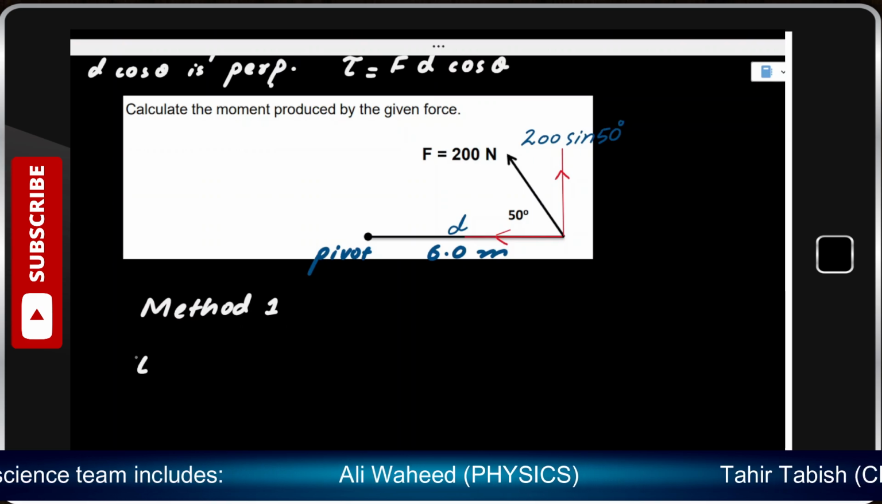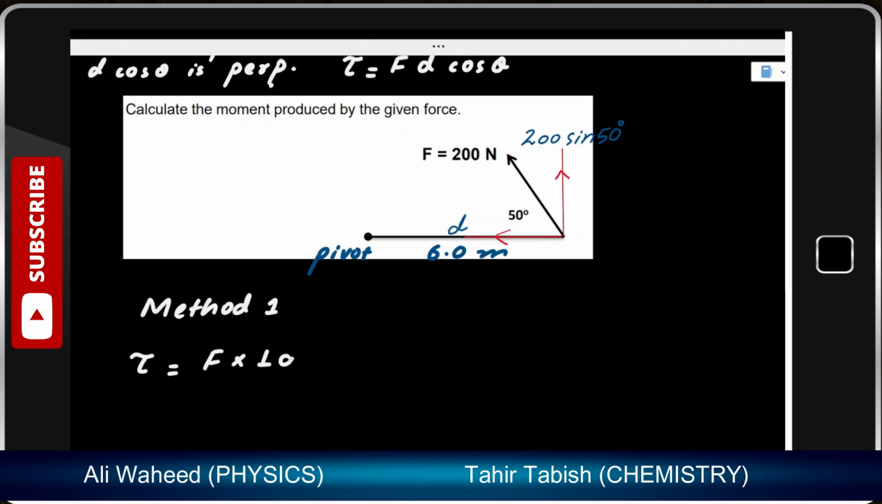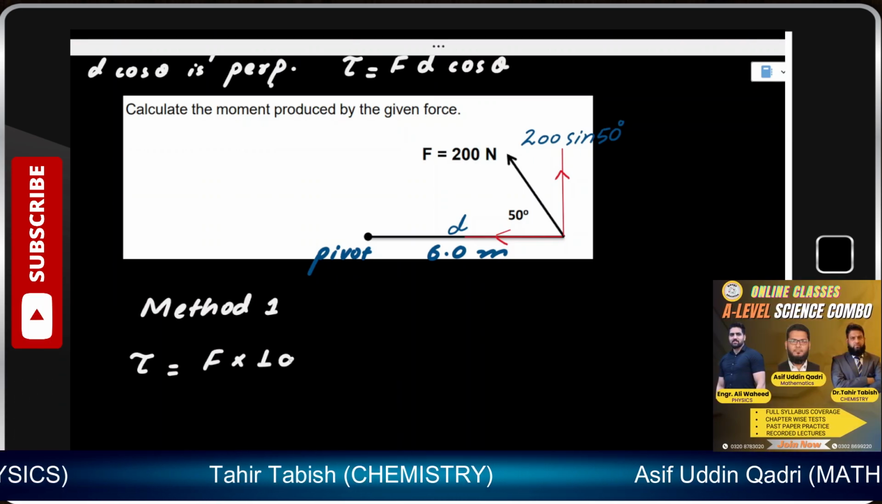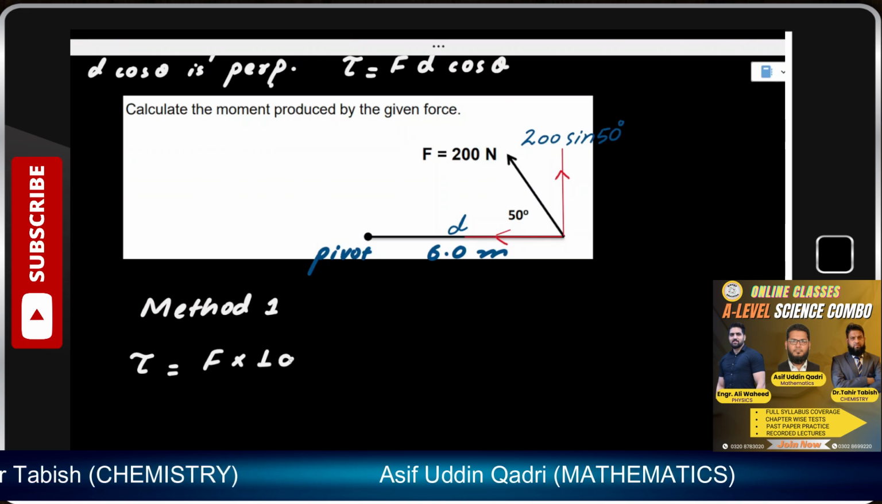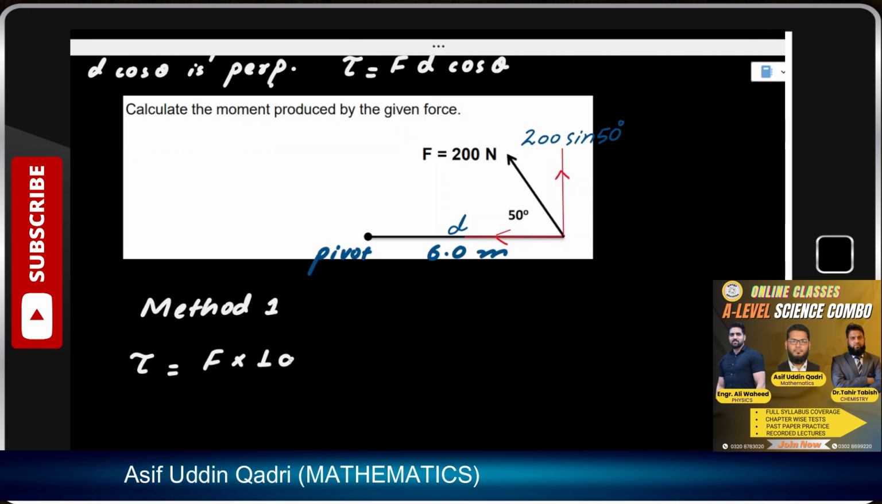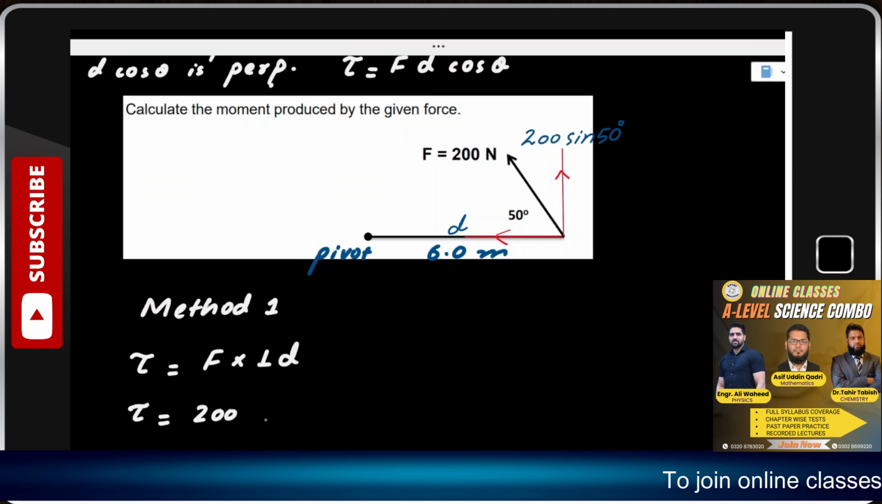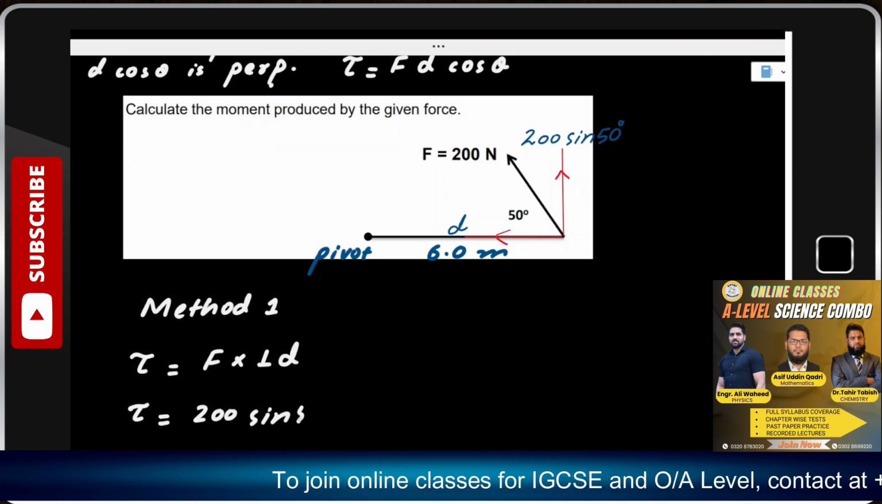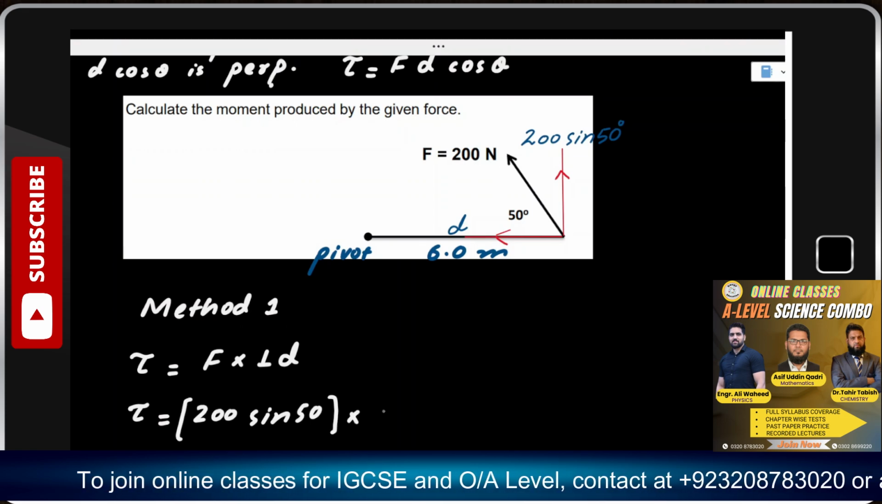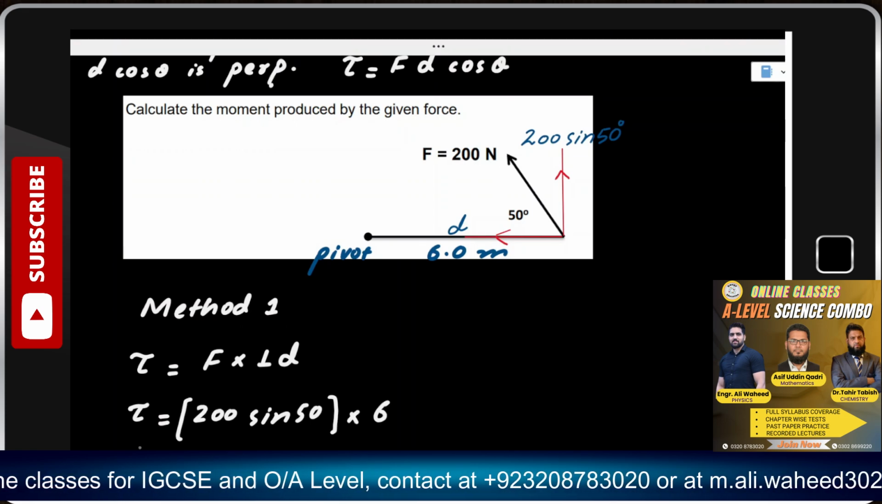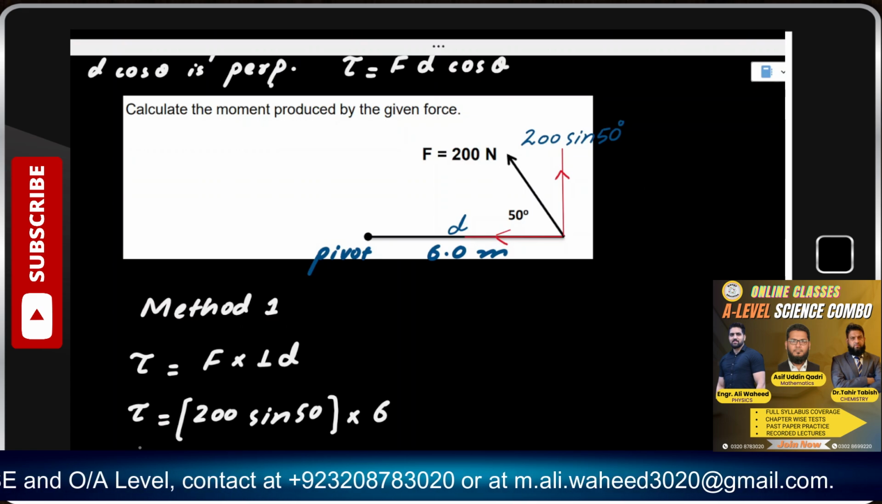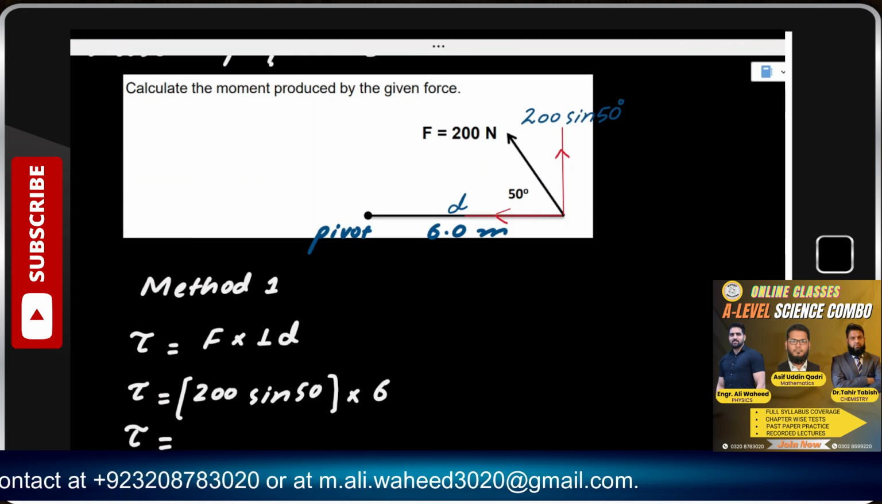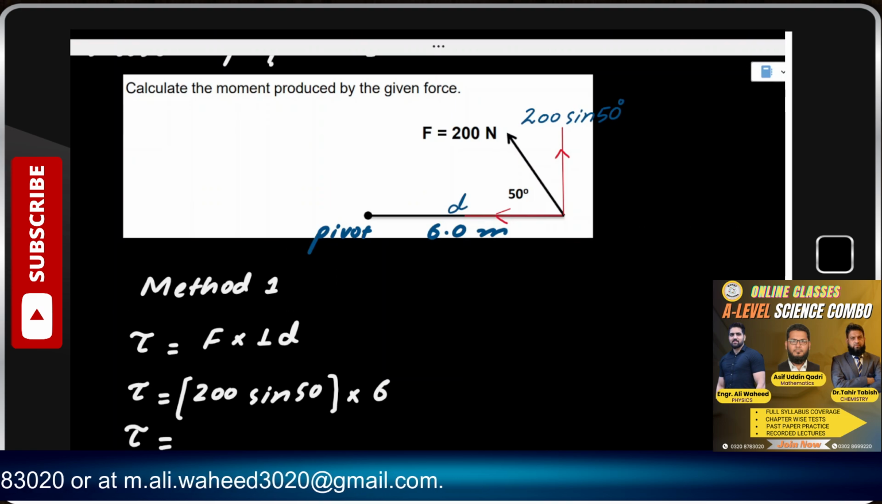Let me write down the expression first. Force times the perpendicular distance, and then we have force 200. What is the perpendicular distance? Sorry, the force is 200 sine 50. This is the perpendicular component of force times the distance 6. And if we write it on the calculator as it is, could you tell me what do we get?